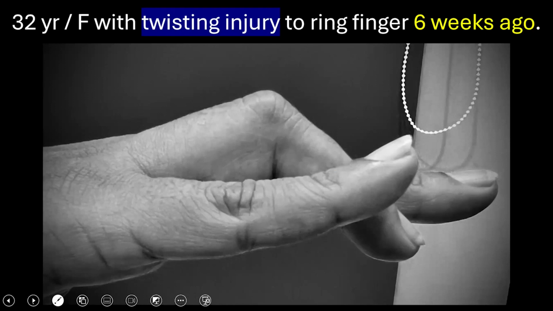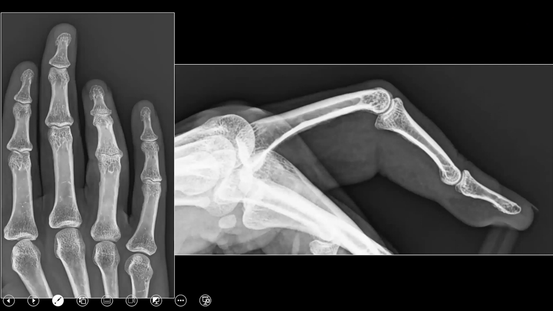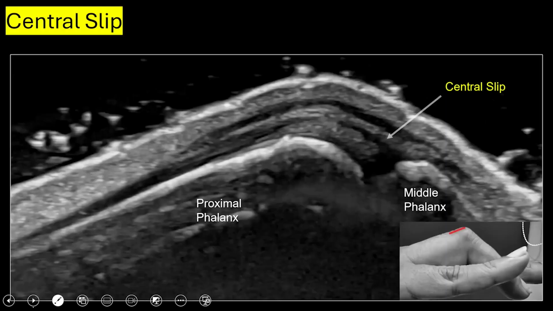Now let's come to case number 2. This is a 32-year-old female who had a twisting injury 6 weeks back. Again, she also developed a deformity, which is a classical boutonniere deformity. And this is the classical radiograph. I won't go over it again. That's the deformity which is commonly seen.